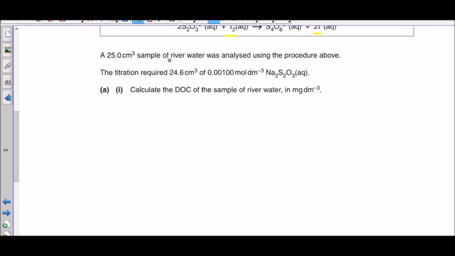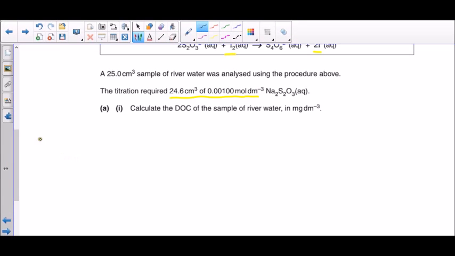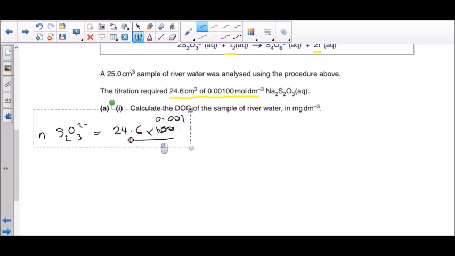So we've got a volume for the river water, but then we've got a concentration and a volume for the sodium thiosulfate. So if you get to this question and you don't really know where to go with it, then you could at least work out the number of moles of thiosulfate by doing volume times concentration, that's 0.001, divided by 1000, and that gives you 2.46 times 10 to the minus 5 moles. Okay, so that's your first mark, and then after this it gets slightly more complicated.